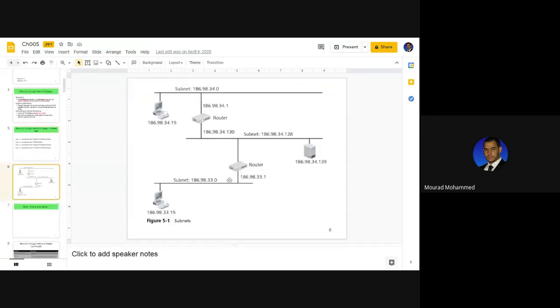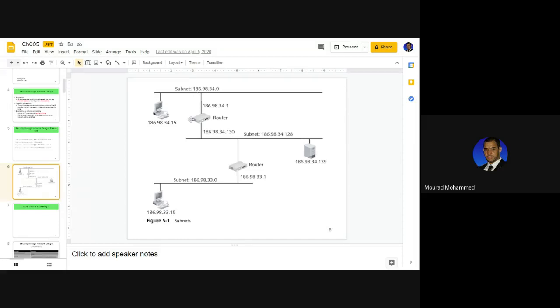A physical preview of the subnetting. Here we see actually an IP address, 196.98.34. See here, the same here, 196.98, but 33.15. Okay, 186, it's a class B.